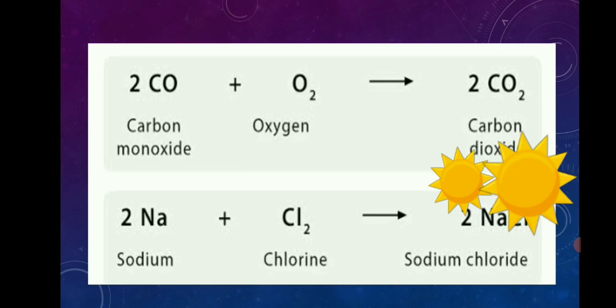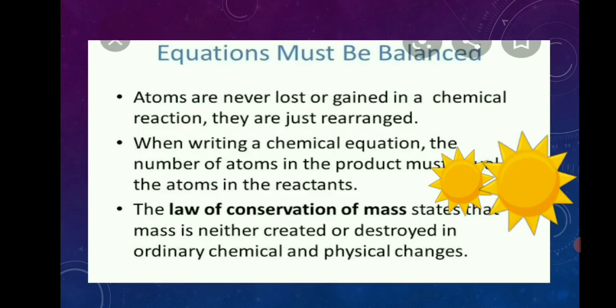To manage the chemical equation, we should balance the chemical equation first. The question arises why it must be balanced. As we know, atoms are never lost or gained in a chemical reaction, they are just rearranged. When writing a chemical equation, the number of atoms in the product must equal the atoms in the reactant. According to the law of conservation of mass, mass is neither created nor destroyed in ordinary chemical and physical changes. So, the chemical equation should be balanced first.